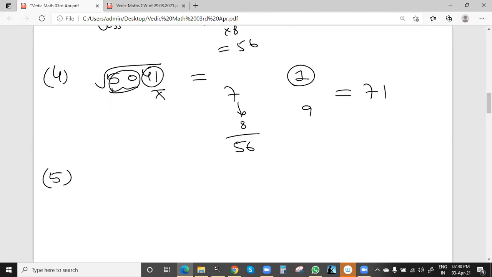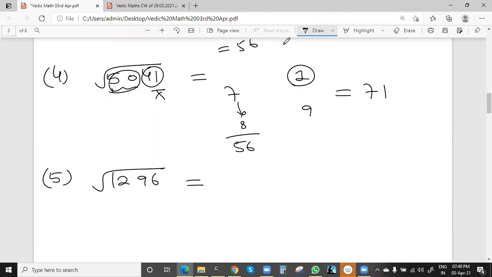Fifth one. 1296 is the value. 36, sir. Okay. See, yes, sir, 36. Everyone is getting 36. Okay.